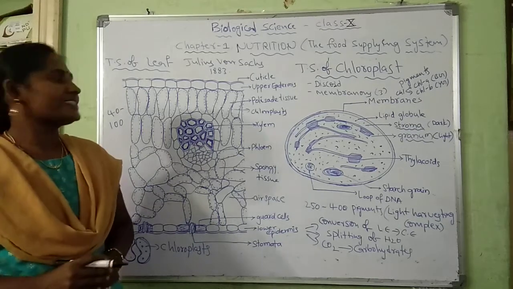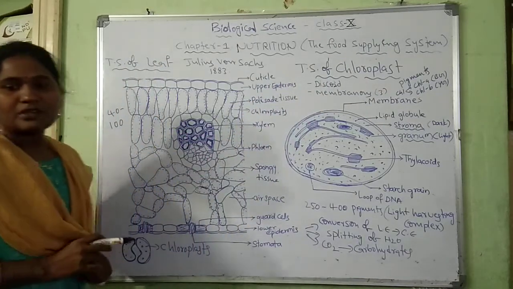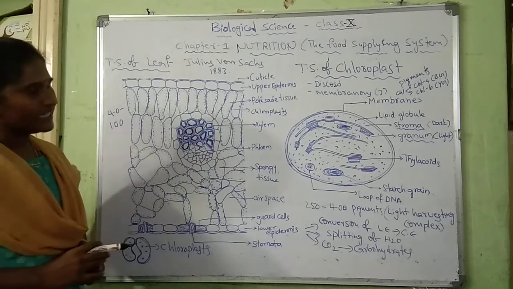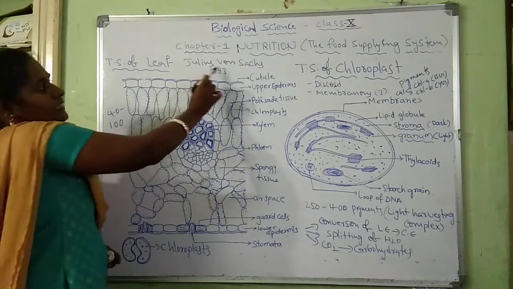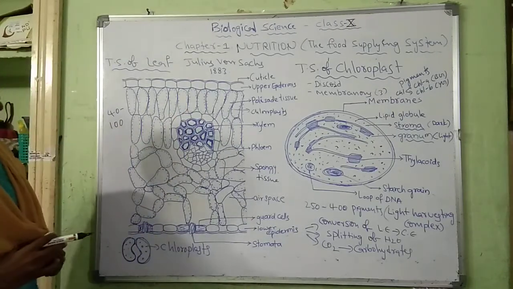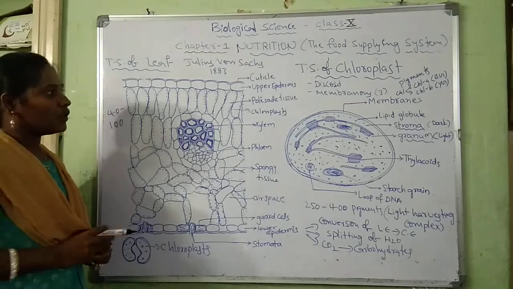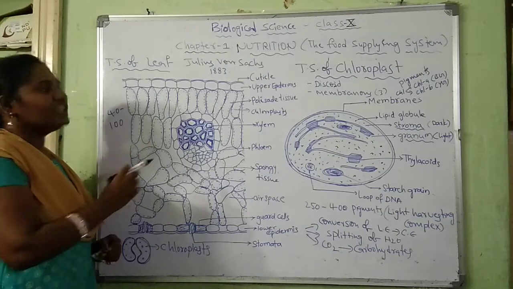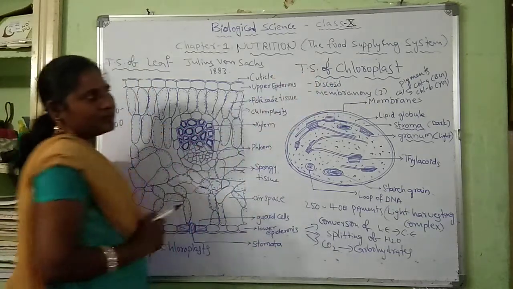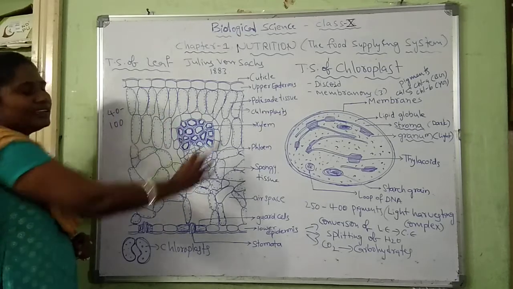Today we are going to discuss the TS of a leaf and the TS of a chloroplast. So where does photosynthesis take place? We will see that the scientist Julius von Sachs in 1883 observed that chlorophyll is not spread throughout the entire cell. It is present only in some organelles of the leaf. Those organelles are named chloroplasts. Those chloroplasts are present in some parts of the leaf.